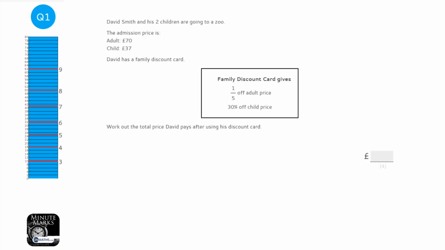Okay, so this question's about an adult and two children. So we've got David Smith and two children, so there's one adult and two children. But the prices shown are not quite right because there's a discount. There's a fifth off the adult price and 30% off the child price. So let's work out the adult price first.